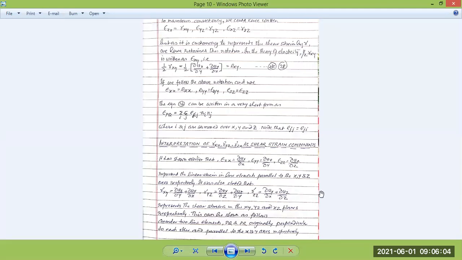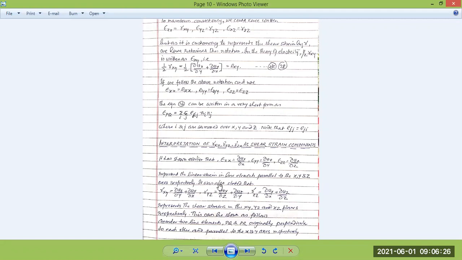Yesterday, I discussed the interpretation of gamma x, gamma y, and gamma z, gamma xy, gamma yz, and gamma zx as shear strain components. But let us discuss it again because it's a very critical matter.